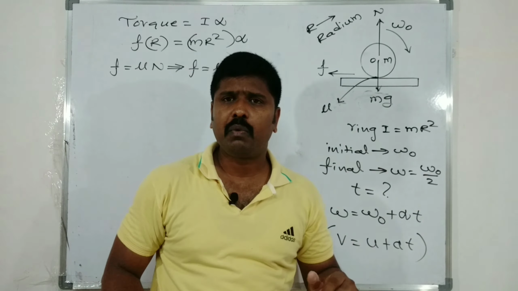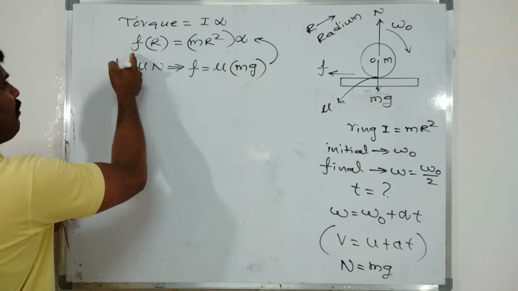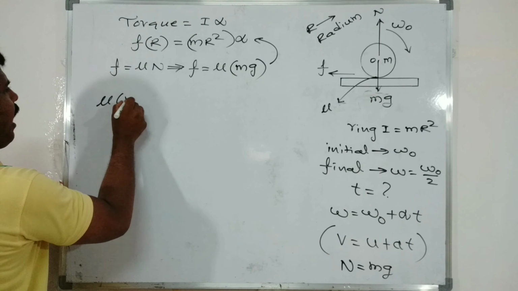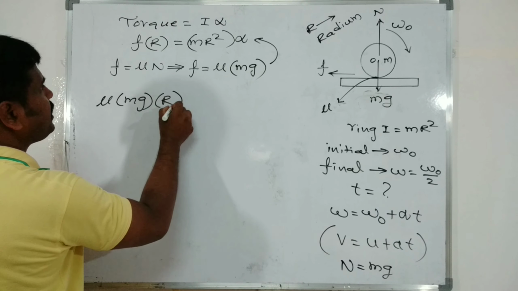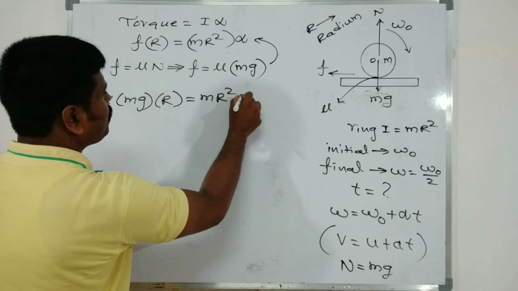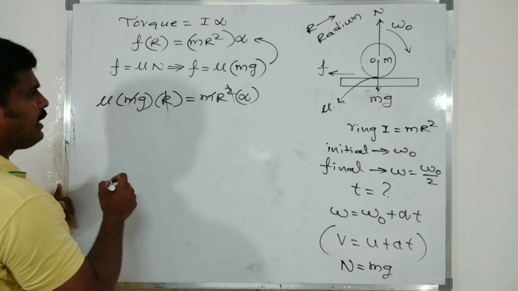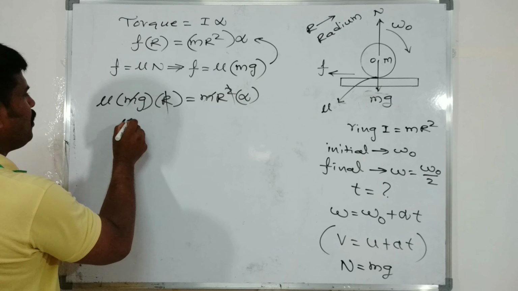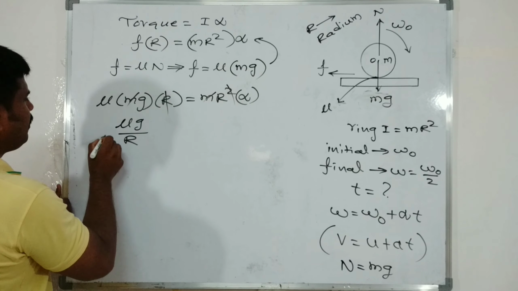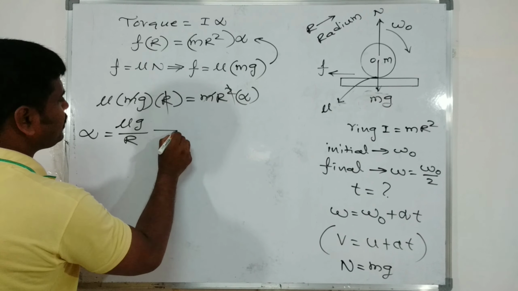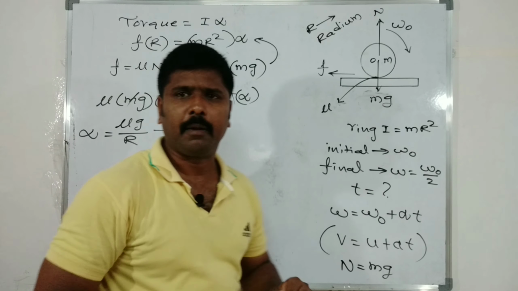N is equal to mg, both equal in magnitude and opposite in direction. The normal reaction is balanced by the weight of the body, so N equals mg. Replacing this in the above equation, f becomes mu mg, into r, which equals m r square into alpha. Here r gets cancelled and m gets cancelled. So we get mu g divided by r equals alpha, taken as equation number 1.